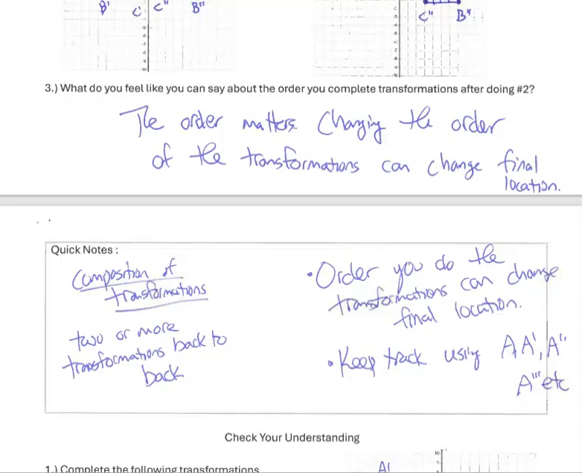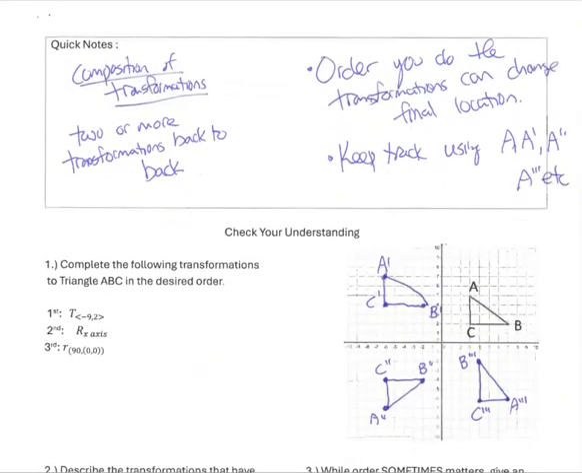What we are going to do now is complete the following composition of transformations to transform triangle ABC in the desired order. The first one is a translation of (-9, 2). So we go left 9, up 2, and we draw our triangle so we can see where it's at, and we call it A prime, B prime, C prime.